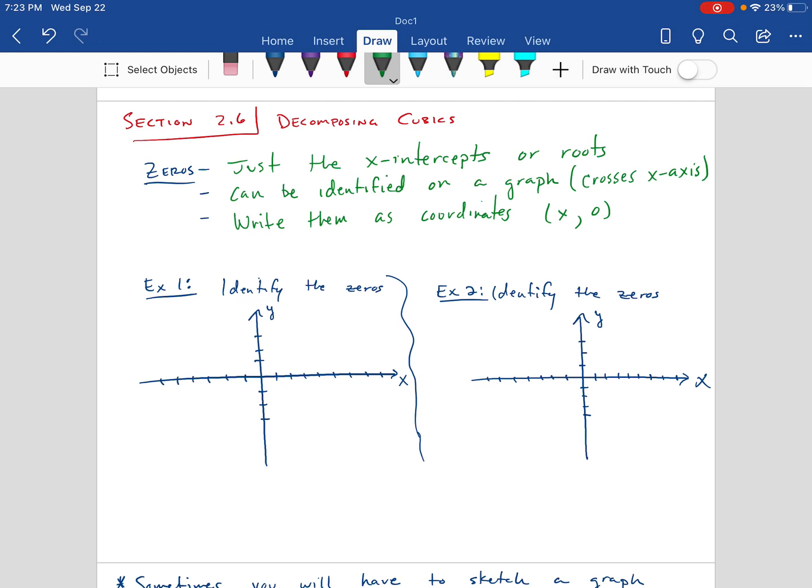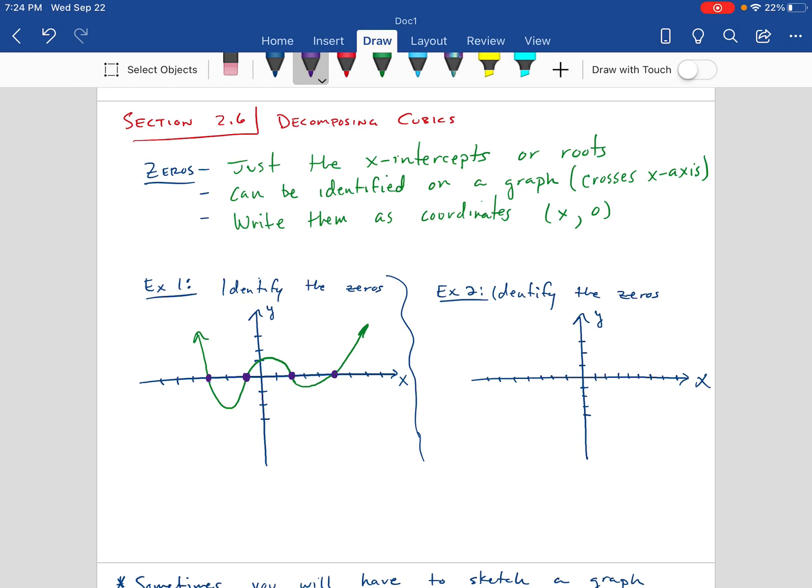Okay, so I'm going to give you a couple examples, a couple different graphs, and all we're going to do is identify the zeros. Okay, so I can draw a graph. Something that looks like this. Now, this isn't a cubic. This is a polynomial to the 4th degree, but all we need is to figure out where this graph crosses the x-axis and what coordinates those are.